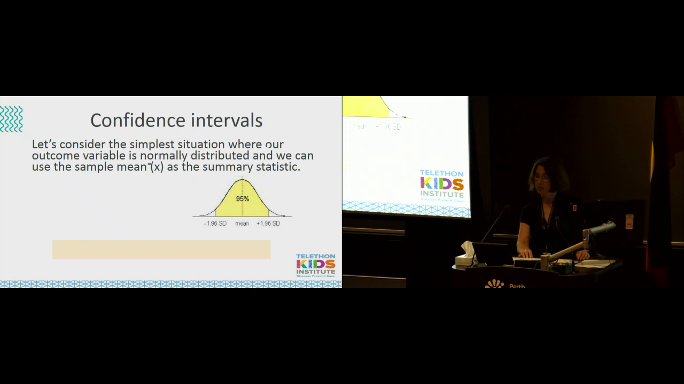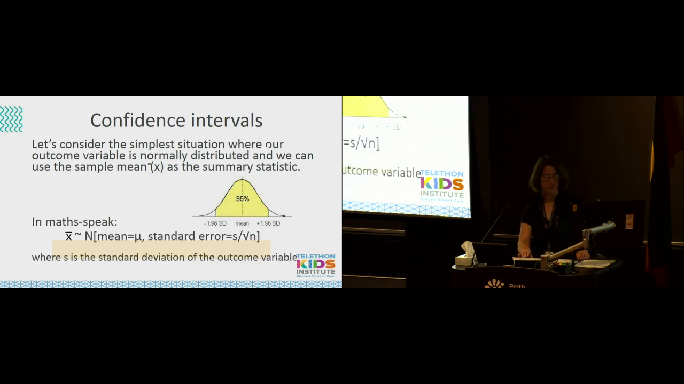And we're going to look at the sample mean. So in math speak, we would say that x bar, or the sample mean, approximates to a normal distribution with a mean that takes the value mu, and the standard error is given by the standard deviation divided by root of the sample size. So that's what we're looking at over here.